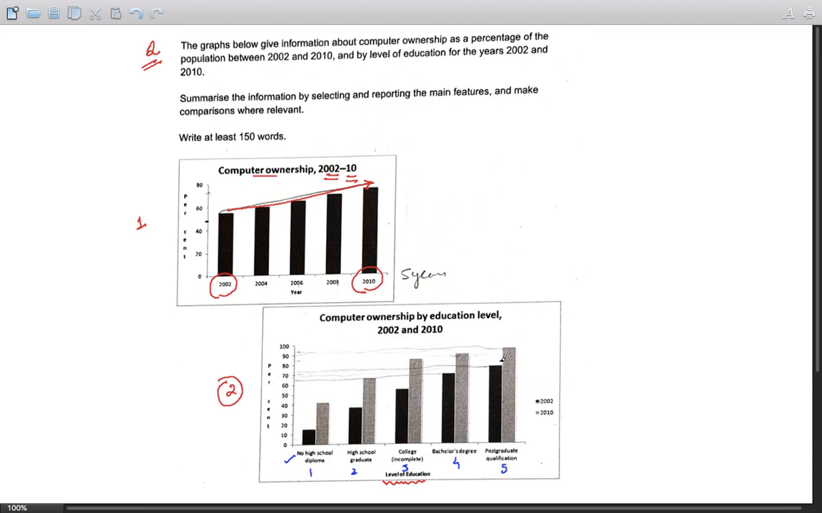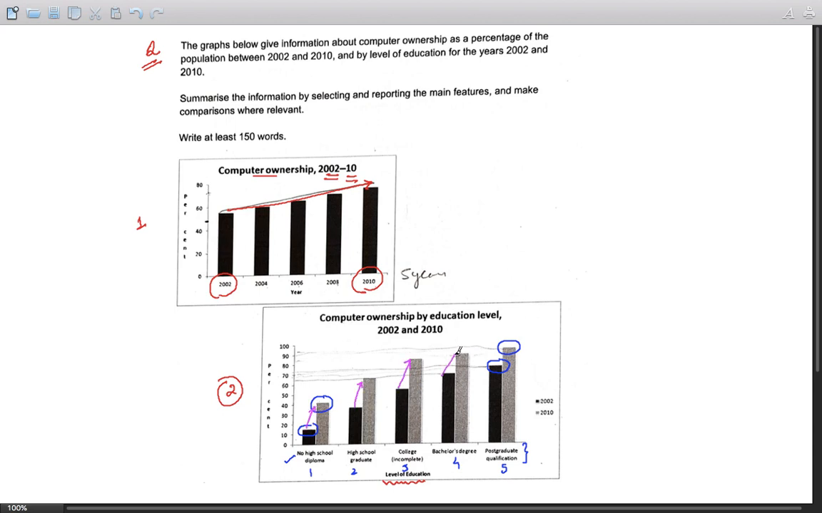And in all those groups, computer ownership by educational level, the highest percentage of people who possess computers are those with postgraduate qualification. Beyond that, the minimum is with those who have no high school diploma. So that's the minimum and maximum. The rest is easy. What is the nature of the increase? There's an increase in each year.